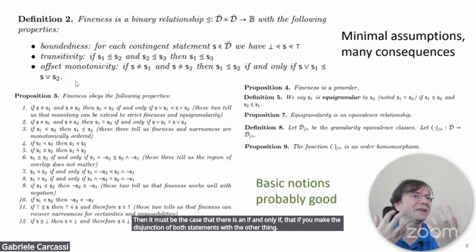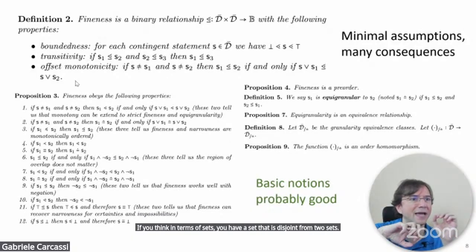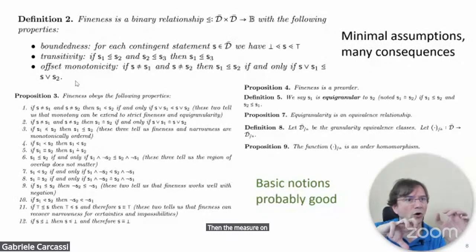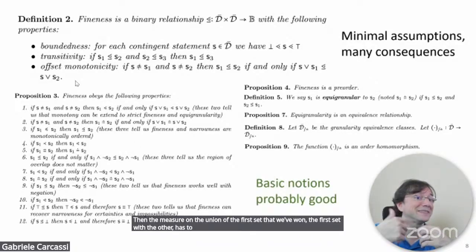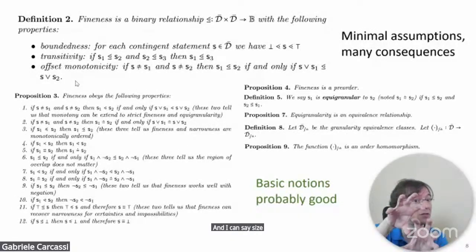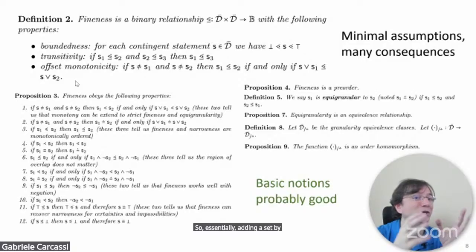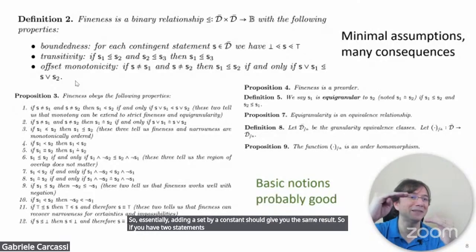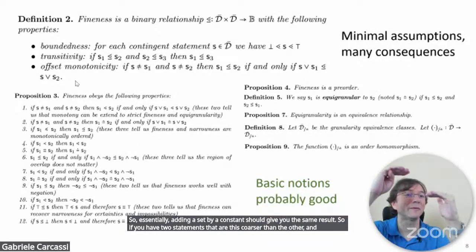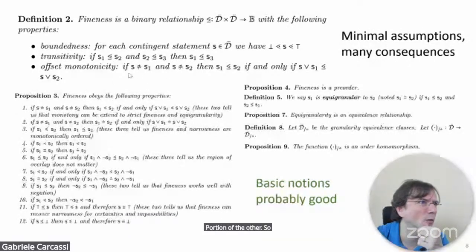So if you think in terms of sets, you have a set that is disjoint from two sets, then the measure on the union of the first set with one and the first set with the other has to have the same size relationship as the two sets by themselves. So essentially, adding a set by a constant should give you the same result. If you have two statements where one is coarser than the other, and I'm moving them up by the same amount, they are still one coarser than the other. So this is basically what it does.